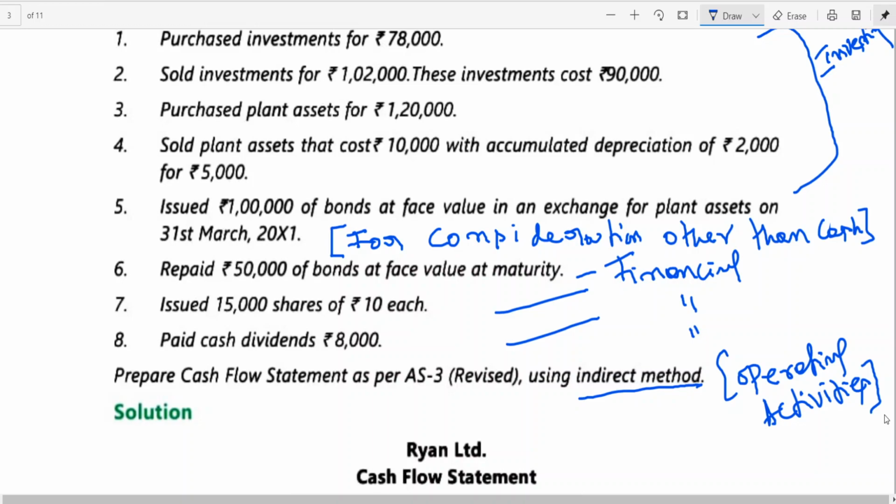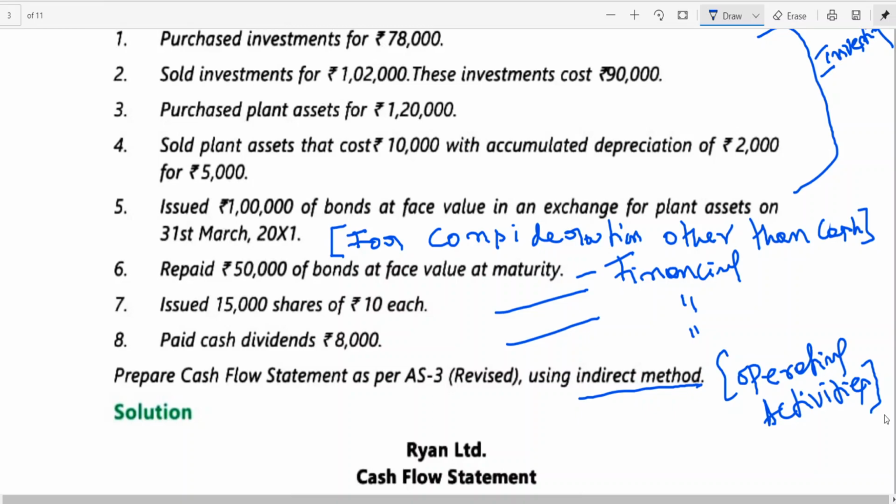It is asking you to start from the indirect method, operating activities. So now the point is, sir, how to start operating activities? We need net profit, no? So how to find out the net profit?